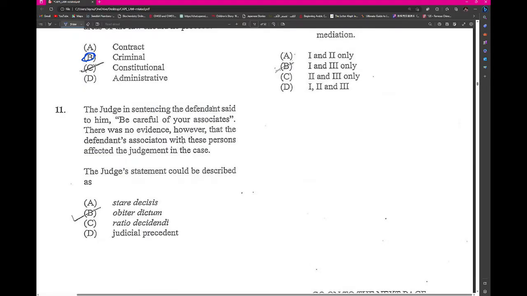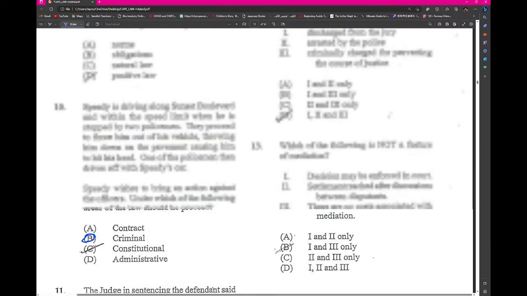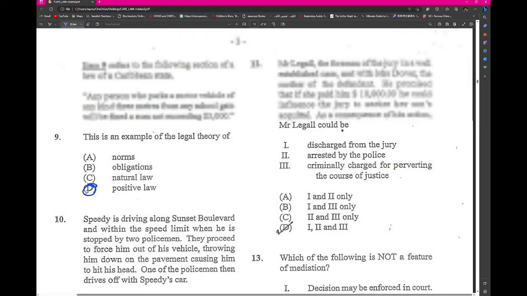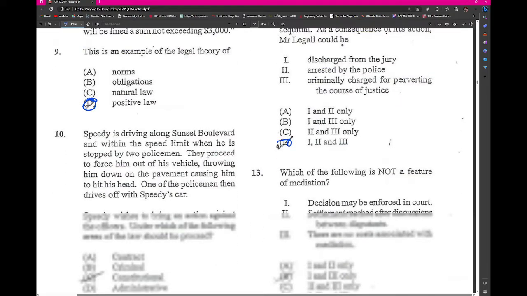The judge in sentencing the defendant said to him, "Be careful." This is speaking about the words. This is obiter dictum. I know. I taught this. Alright. 12. Mr. Legal, we're looking at this now. Discharged from the jury, arrested by the police, criminally charged for preventing. Yes, we looked at all of these. That would be the answer.